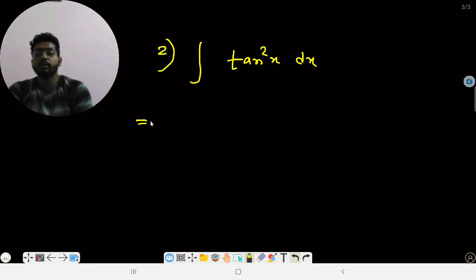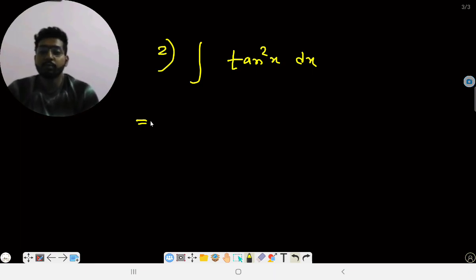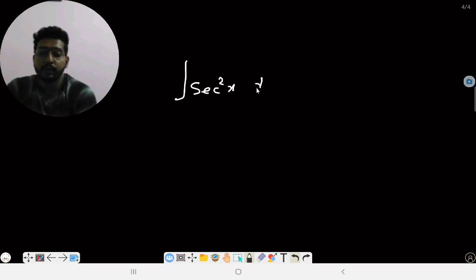Now next, question number 2, we'll only do the questions here. So question number 2, integration of tan square x. First we'll do the basic problems, then we'll move to the harder ones. So the second one is tan squared x. This is also a basic one that will be needed in many cases. Now what will be the integration of tan squared x? We should know that for tan squared x there is no direct formula for integration, but we know there is a formula for sec square x dx. What is the formula of sec square x? The integral is tan x, like this.